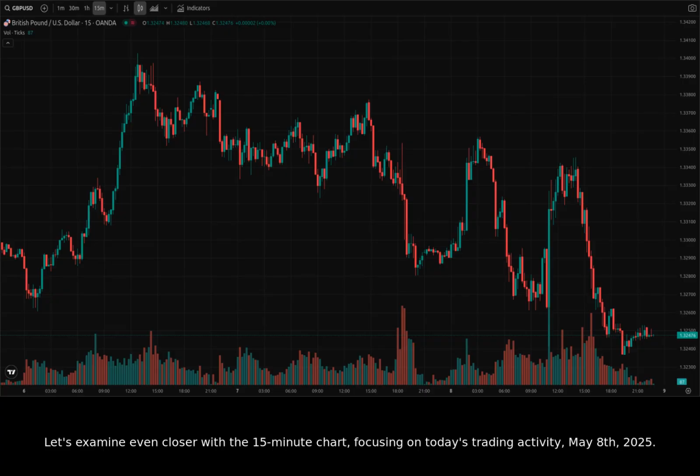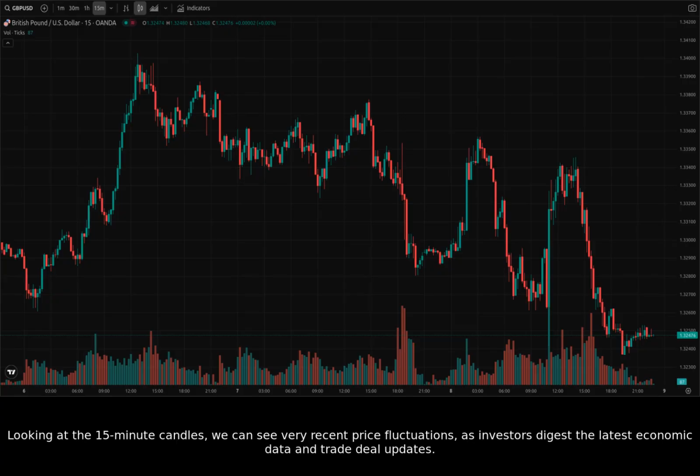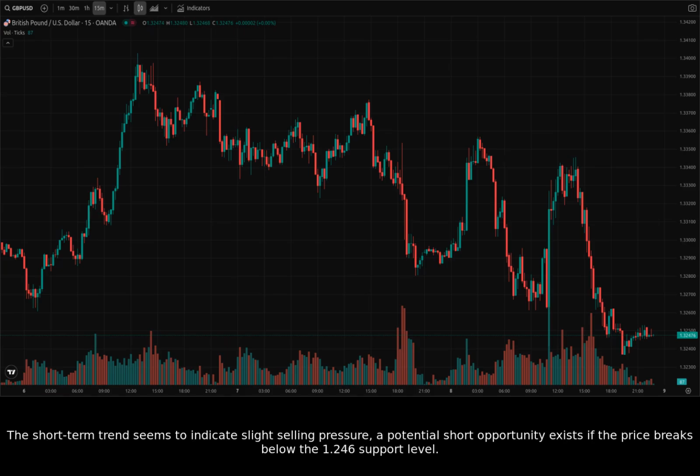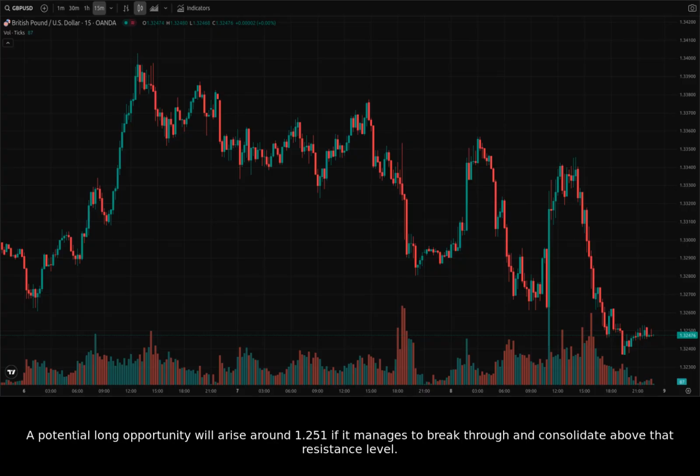Let's examine even closer with the 15-minute chart, focusing on today's trading activity, May 8, 2025. Looking at the 15-minute candles, we can see very recent price fluctuations as investors digest the latest economic data and trade deal updates. The short-term trend seems to indicate slight selling pressure. A potential short opportunity exists if the price breaks below the 1.246 support level. A potential long opportunity will arise around 1.251 if it manages to break through and consolidate above that resistance level.